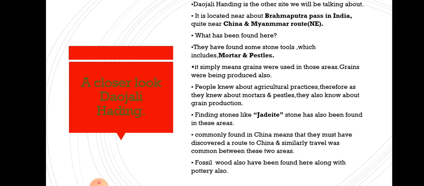Fossil wood is another important remain that has been found here, along with pottery. So what are the main things found at Daojali Hading? First, mortars and pestles, and second, agriculture was proved. Second, a specific type of tool called jadeite, commonly found in China, from which it is assumed that people traveled to those places. It may not be proved. And the third, fossil wood, is also an important finding from the site of Daojali Hading.